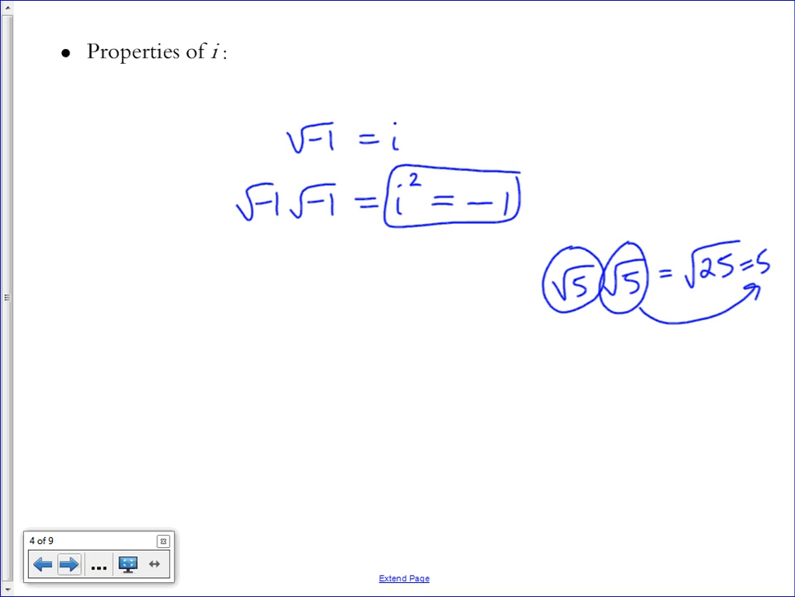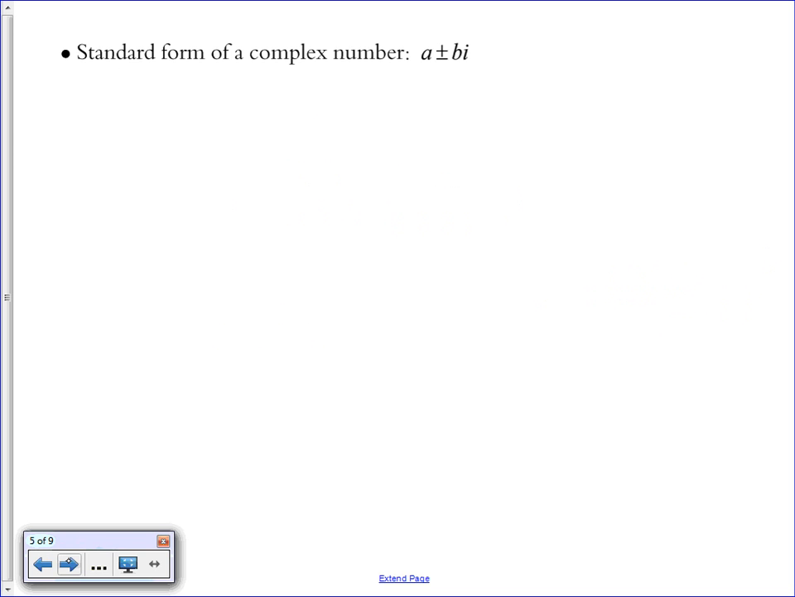There are other properties of i, like in combining like terms, you could treat i as if it's like the variable x. Actually, I think that's going to be on the next slide, so let's just go forward from here. Just remember that i squared becomes real again, it's the number negative 1.